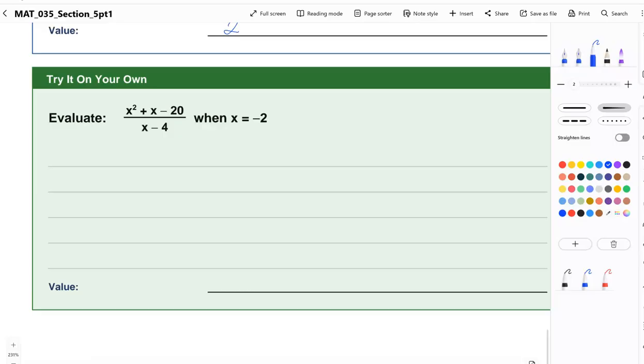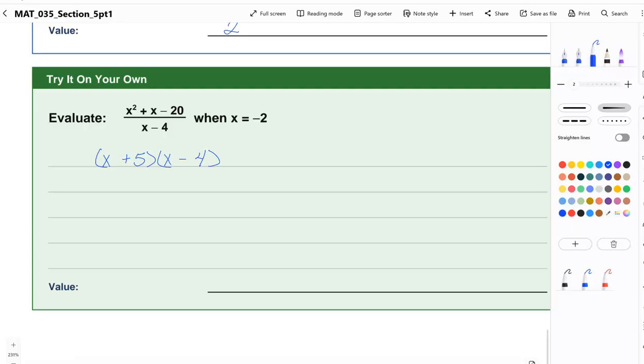In this last one, we have x squared plus x minus 20 over x minus 4. We want to know what happens when x equals negative 2. So we're going to start by factoring. And we've factored with the AC method quite a bit. So I'm going to go ahead and factor this guy. Factors of negative 20 are positive 5 and negative 4.